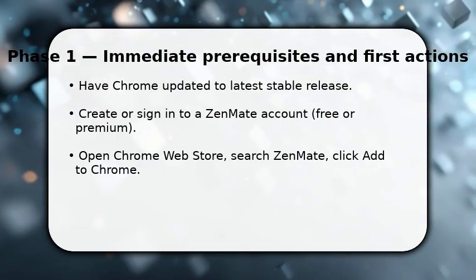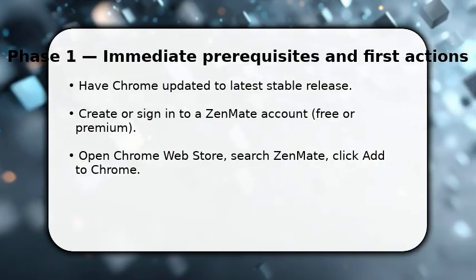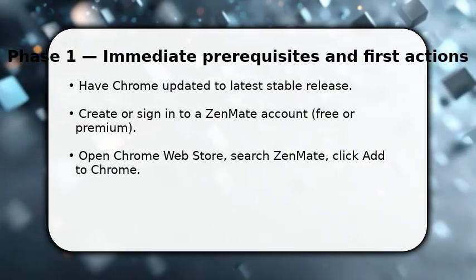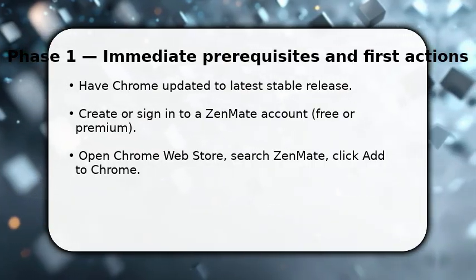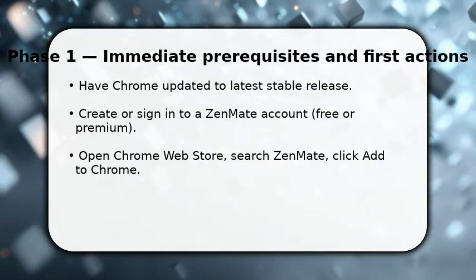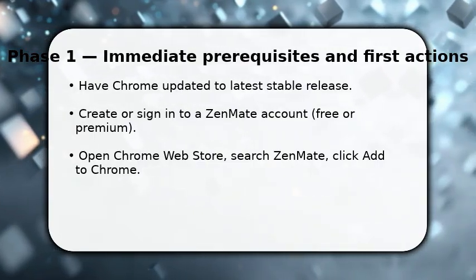You begin by confirming Chrome is up to date. This avoids extension conflicts. Next, sign in or create a Zenmate account so settings sync. Open the Chrome Web Store and install Zenmate. Click Add to Chrome, then accept permissions.